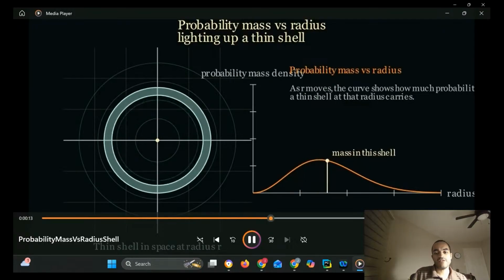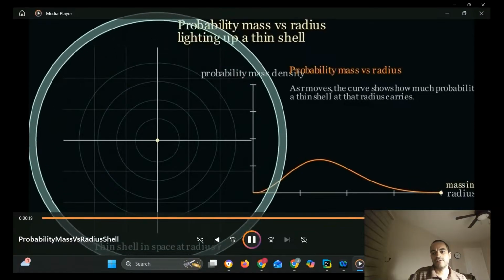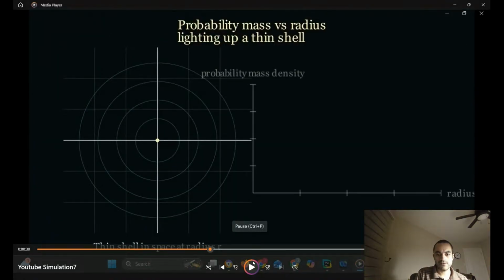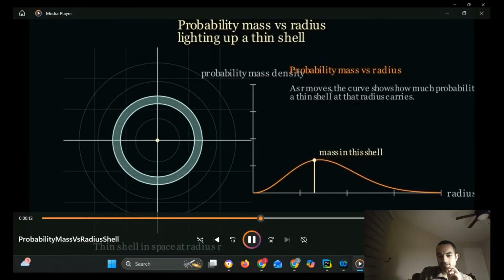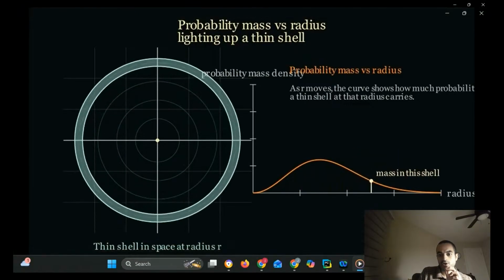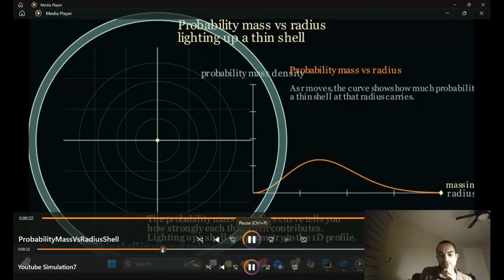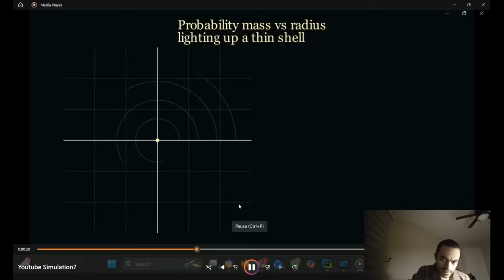let me think about my words. As r expands, I should be saying, because as the shell is increasing, the radius is expanding. As the radius expands, you can see that we have on the right-hand side a graph, right here, our probability mass density graph, which shows the location of the mass in the shell. And that's dependent on how big the radius of our ring is getting.